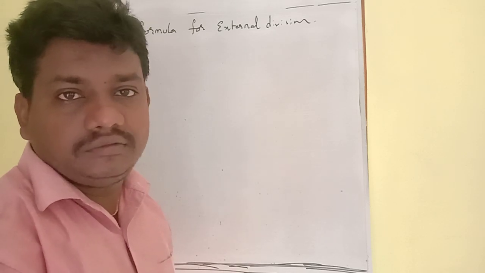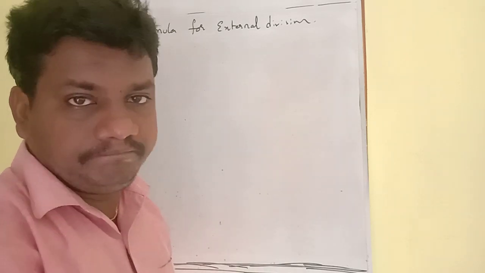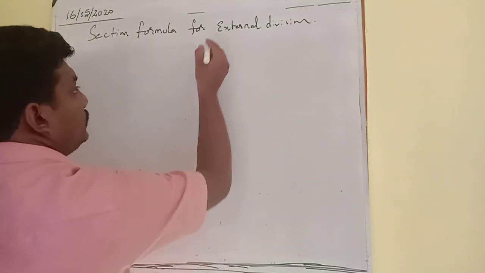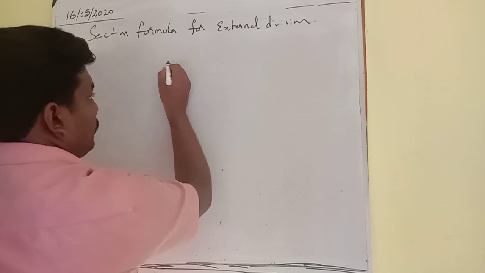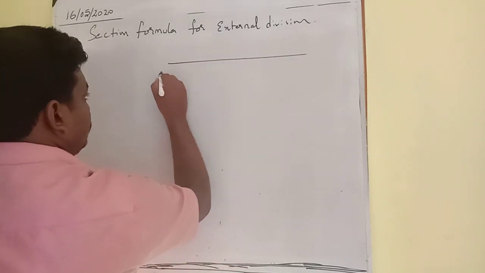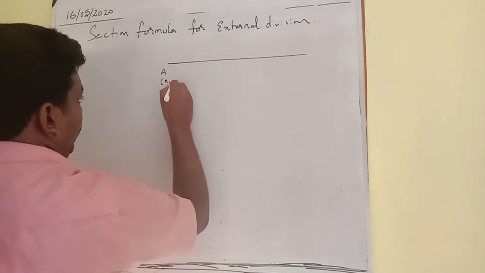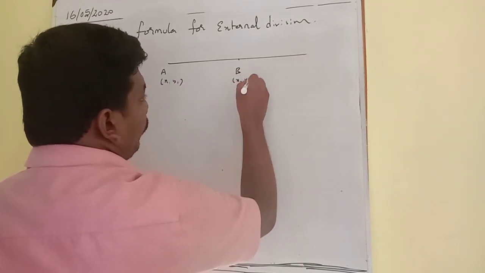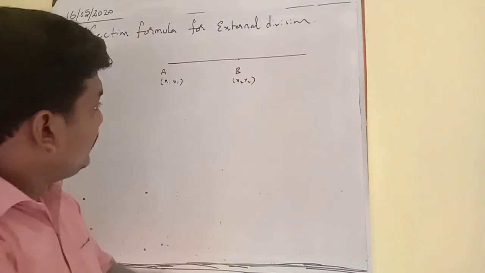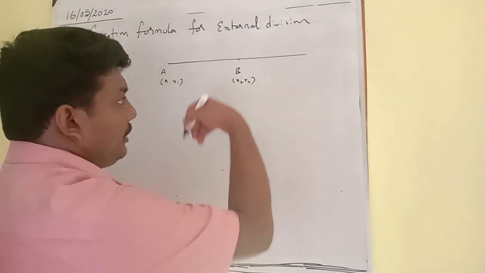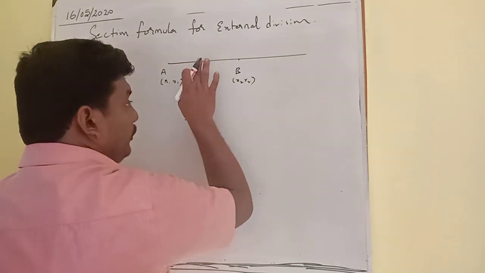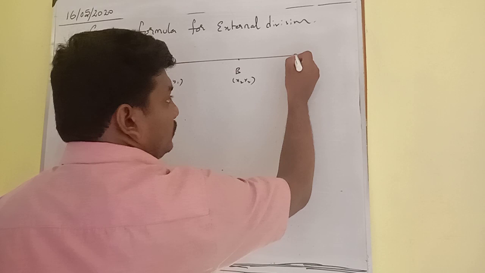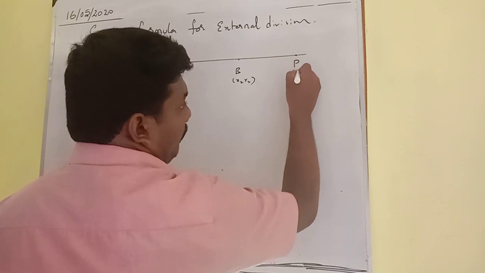B(x2, y2) in the ratio of m is to n internally, so we have the formula. If it is external division, let me consider this is A(x1, y1) and B(x2, y2). This is a line segment joining the points. If P is any point, if it is interior, we already discussed the formula. If it is exterior, let me consider this is P(x, y).